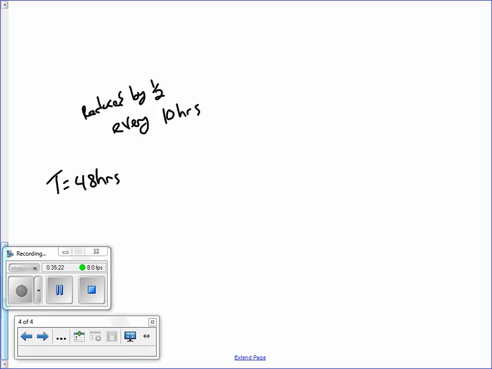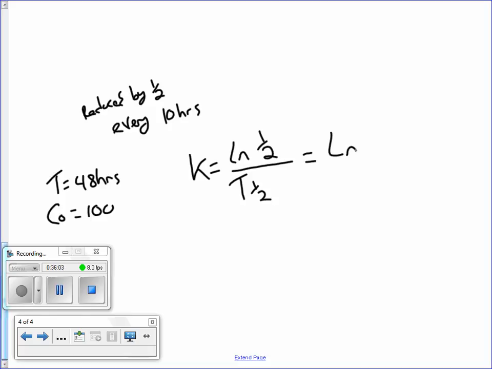This is not a multiple of my half-life. I need to get the k to put into my equation. I know c sub 0 is 100 grams. I need the k, but I've got the half-life. That's when you use the equation, right? So k is equal to ln of 1/2 over the half-life. I'm having a spasm here. Which is 10. So k will be equal to the natural log of a half divided by 10. And you would type that into your calculator and get a value for k.